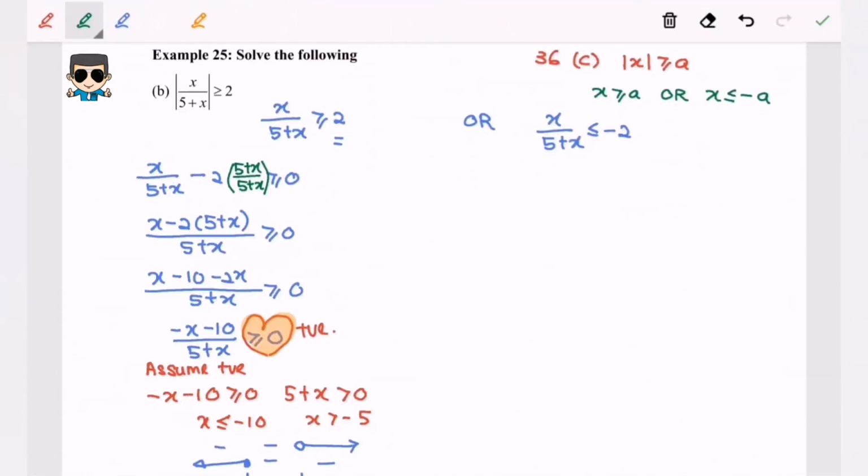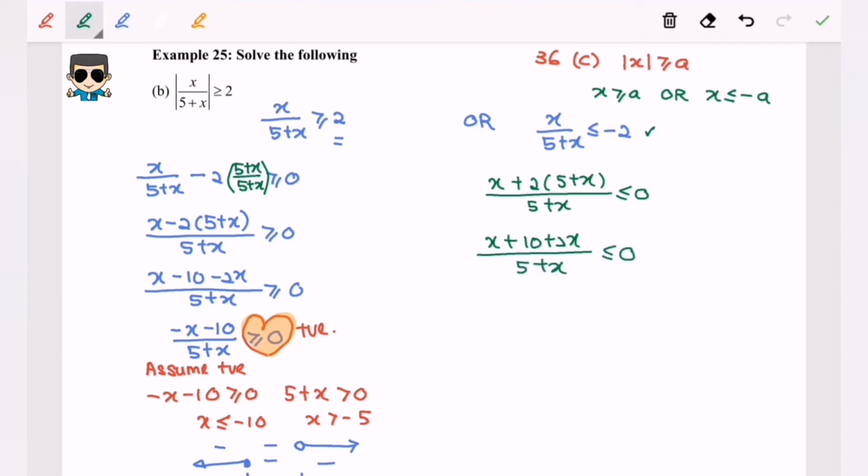Now I'm going to focus on the right hand side. I'm going to repeat the step. First, I'm going to transfer the negative 2 from the right to the left. Then at the same time, I'm going to equate the denominator. So x plus 2 bracket 5 plus x over 5 plus x less than or equal to 0. Then I'm going to expand. So x plus 10 plus 2x over 5 plus x less than or equal to 0.